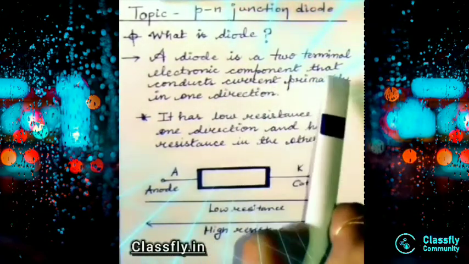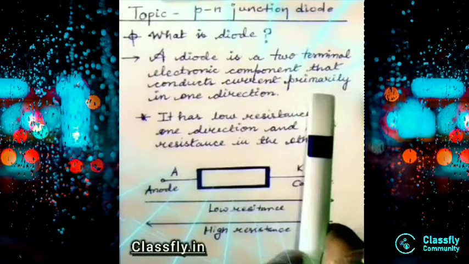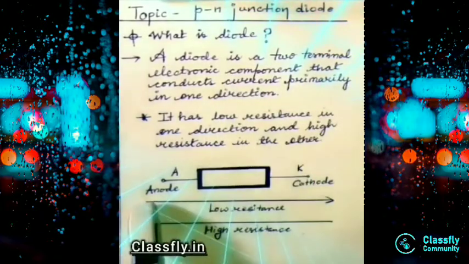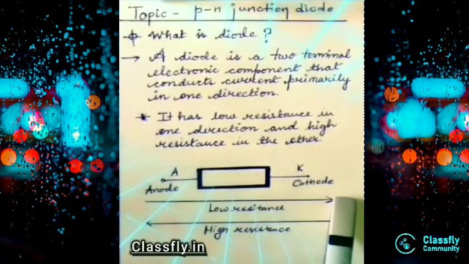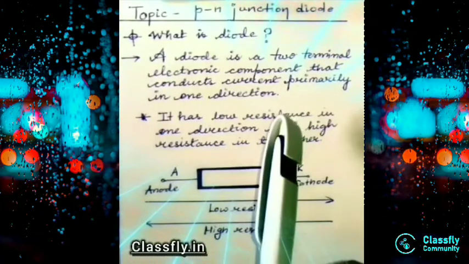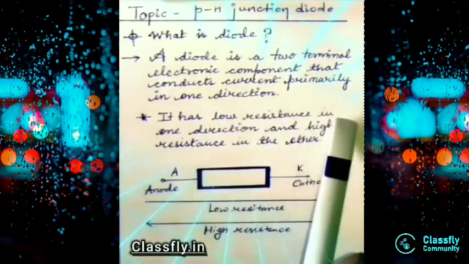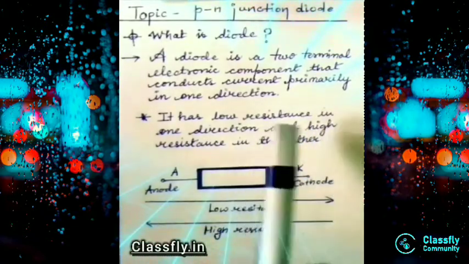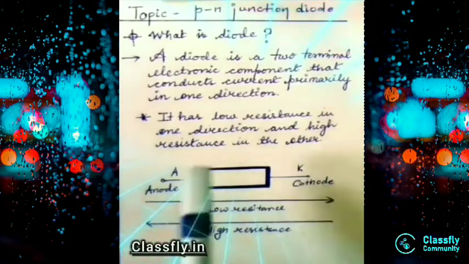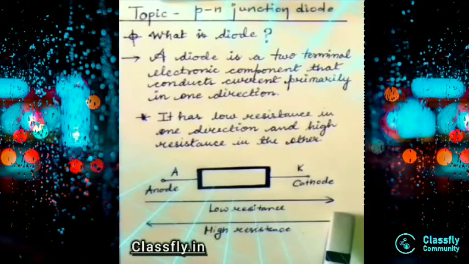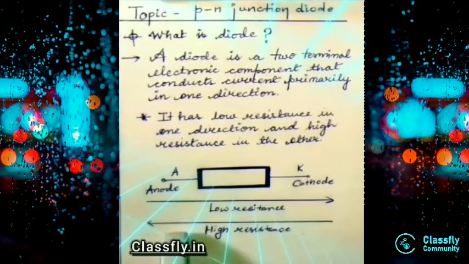They are saying that it conducts current primarily in one direction, and this is from left to right. It has one more statement which says that it has low resistance in one direction and high resistance in the other. So from left to right is the low resistance, and from right to left is the high resistance. This is particularly what a diode means.